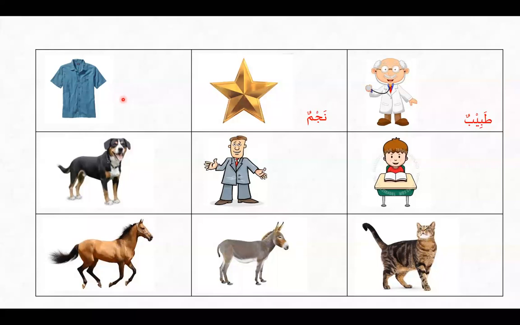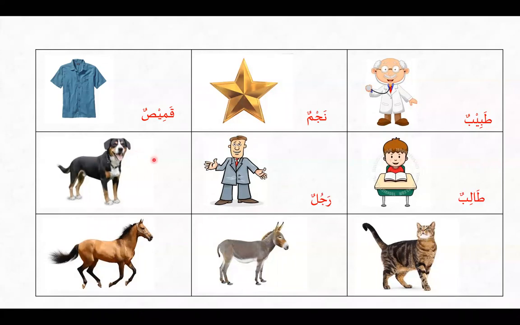Ma hadha? Hadha qamisun. This is a shirt. Wa man hadha? Hadha talibun. Talibun is student. Man hadha? Hadha rajulun.